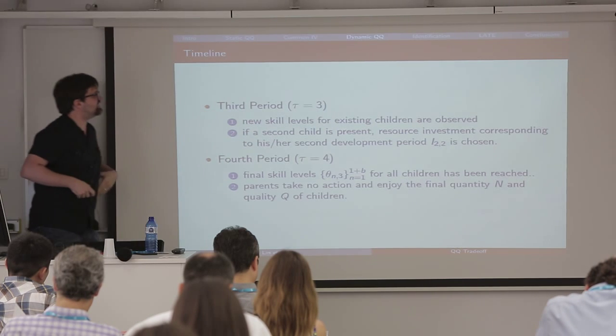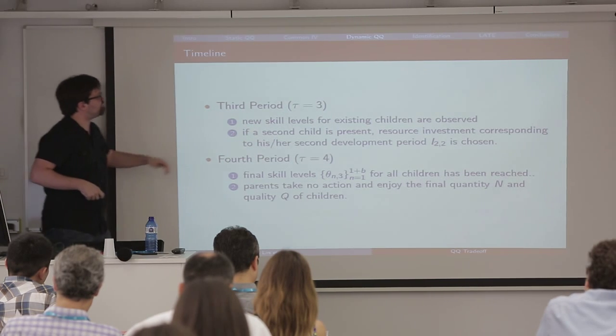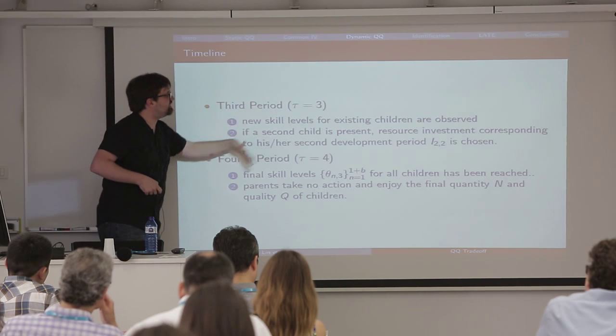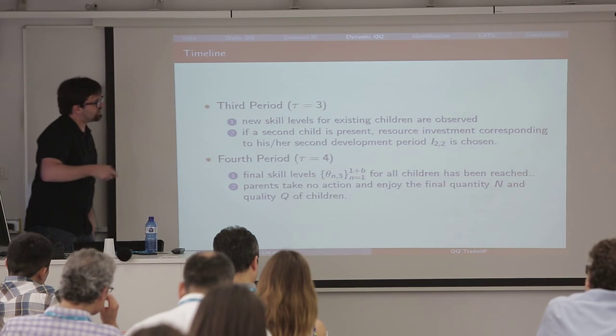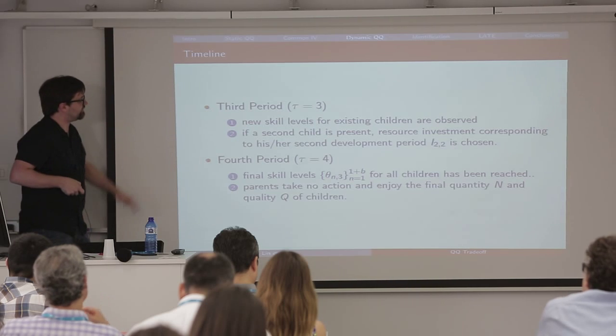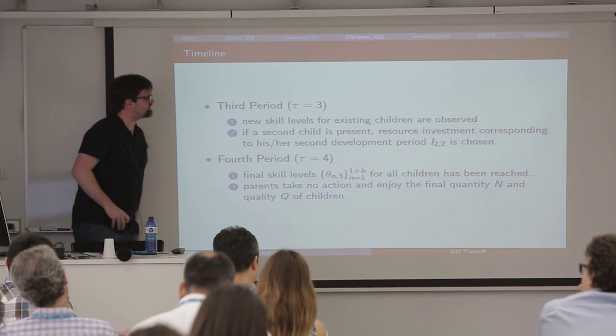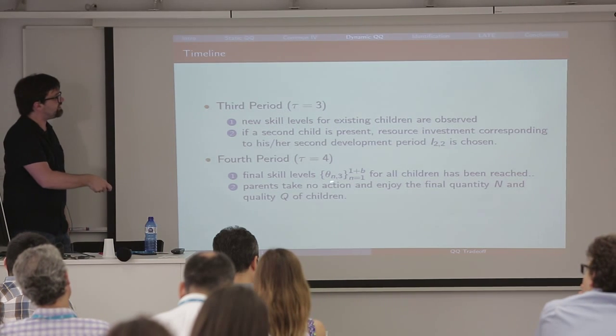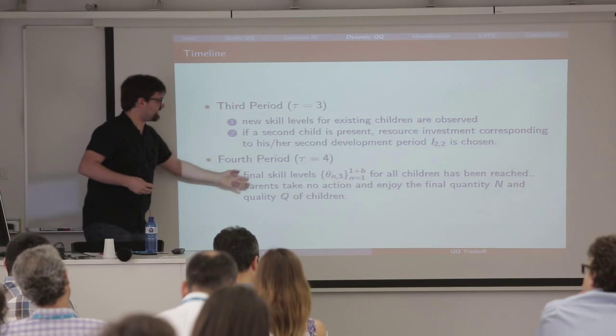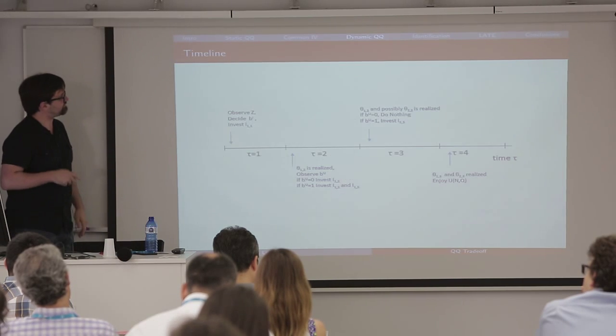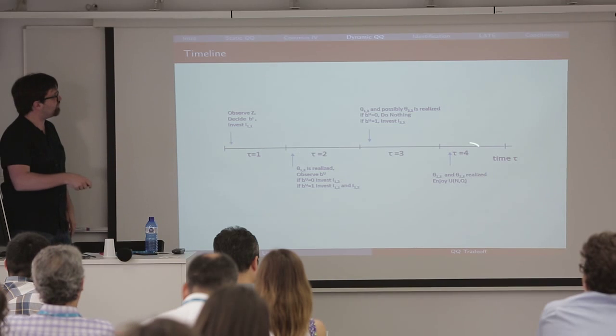And then the second child, if there is a second child present, then you need to finish up with him, essentially doing the second investment on the second kid. In the fourth period, all the final skills are done, which is theta 3 for every kid. And then the parents just sit back and enjoy the quality of the kids. Okay, so the timing is, again, 4 periods.